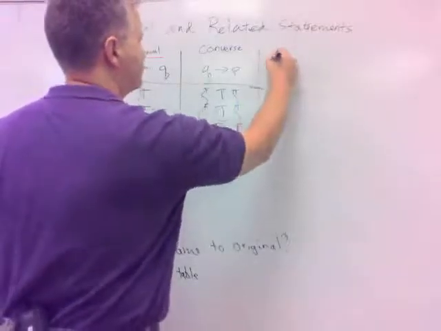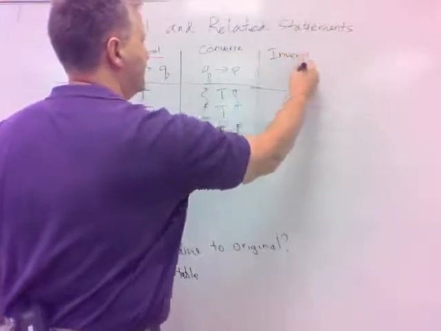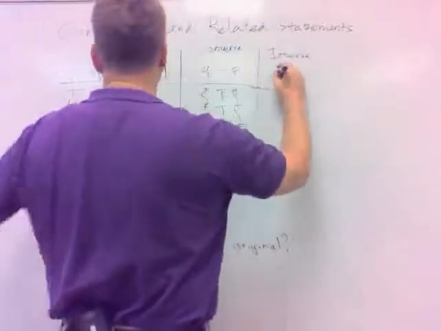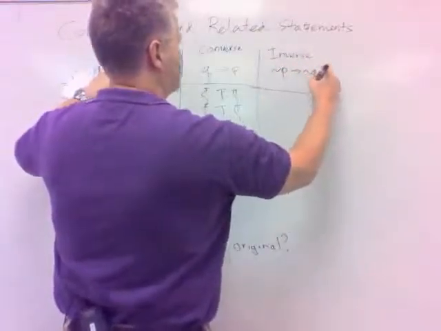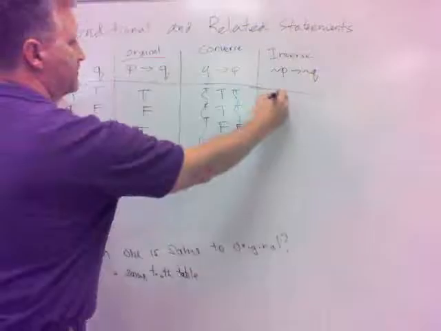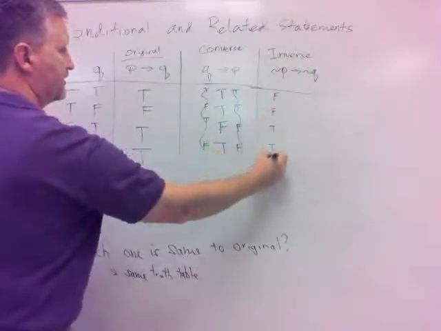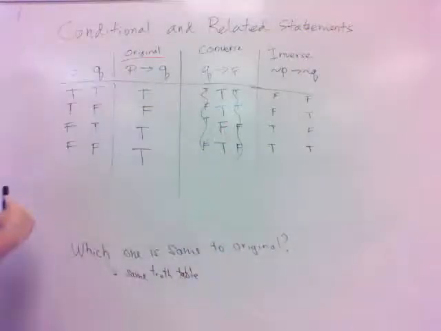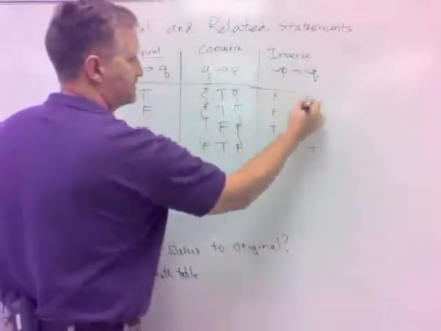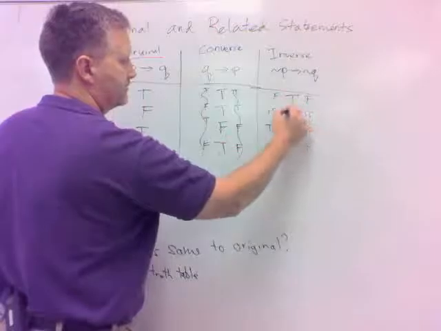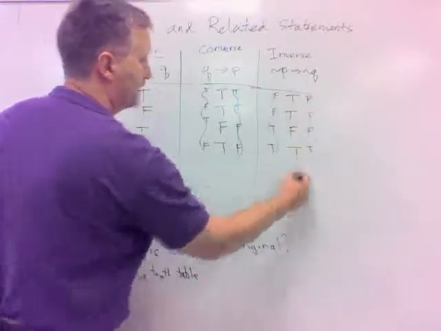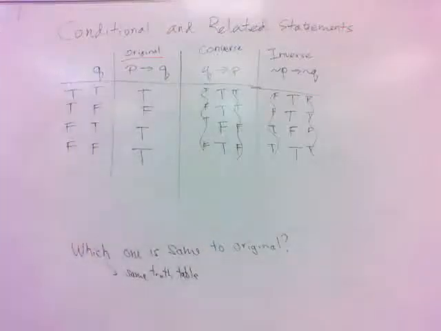What about the inverse? Well, the inverse negates. All right, so we negate: not P, arrow, not Q. That's what the inverse does. So the not P would be false, false, true, true down the line. The not Q would be false, true, false, true. And we arrow those together. False arrow false is true. False arrow true is true. T arrow F is false. And T arrow T is true. And again, comparing to the original, not quite the same, is it?